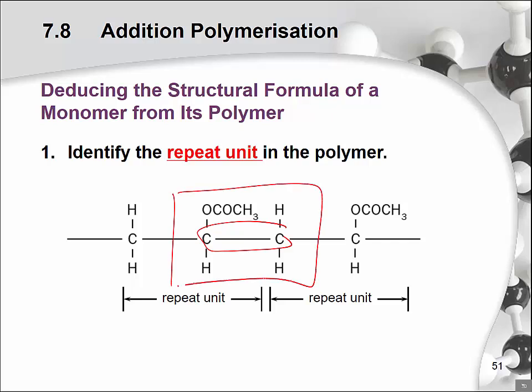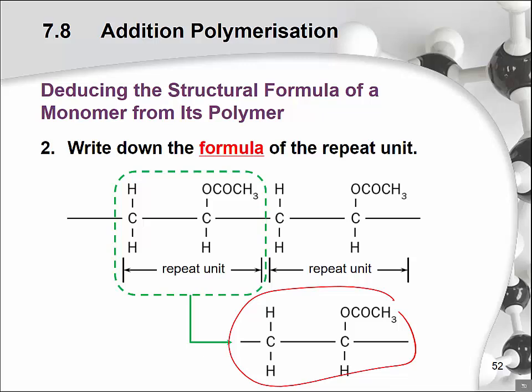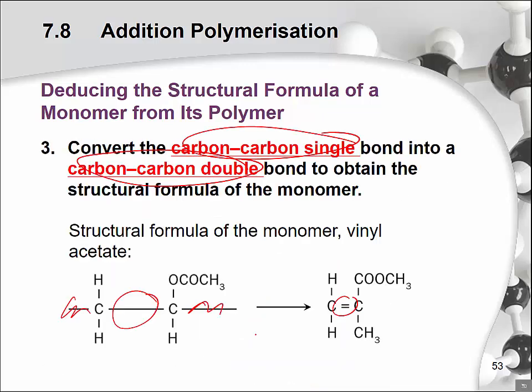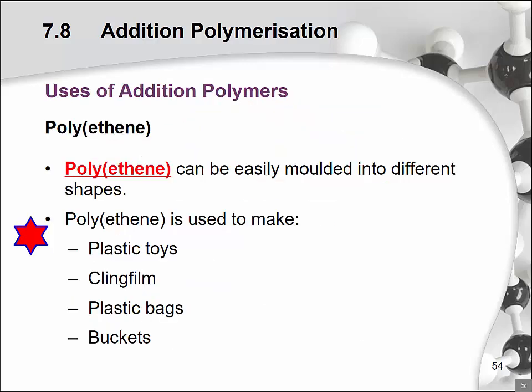Then this becomes the repeat unit. Alright, just look for 2 carbons and this is the repeat unit. So once you know the repeat unit, you remove the single bond on both sides, and then the center bond changes to a double bond, and you get the monomer.